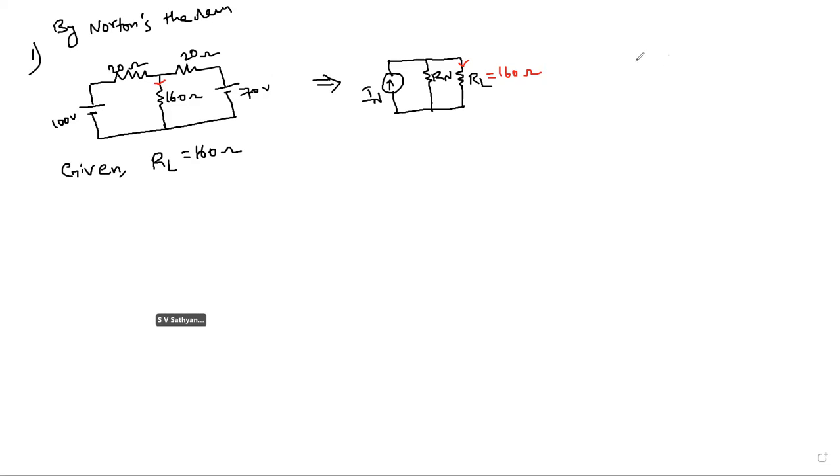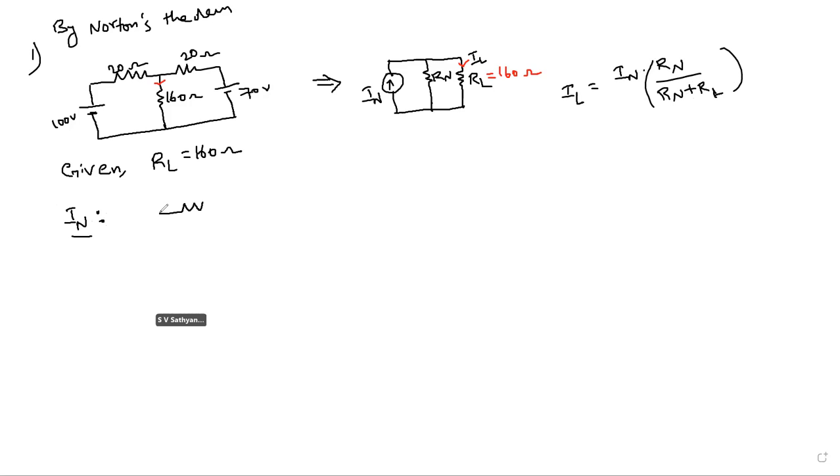So what is the formula to calculate that? IL simply. IL is equal to the total current times RN by RN plus RL. So now we know RL in this formula, but we don't know RN and IN. As per our procedure of Norton's theorem, we can calculate IN and RN. So how to calculate IN? What is step 1 for IN?